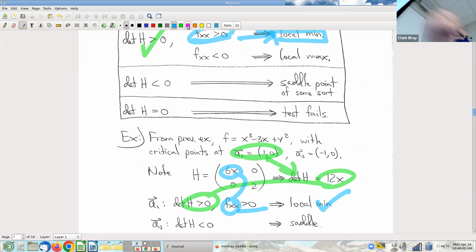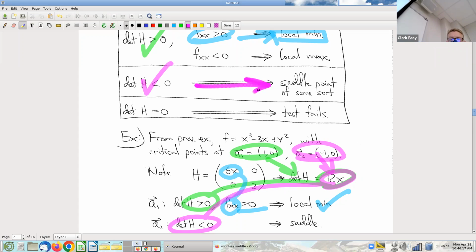Analogously, now looking at the other point here, (-1, 0), you plug that in and you get a negative Hessian determinant. Negative means saddle point, and no further analysis necessary.